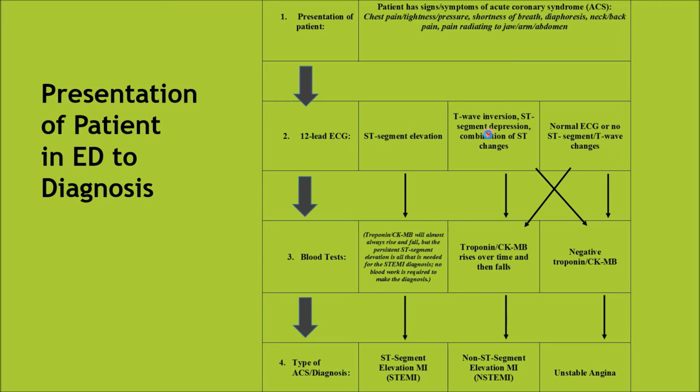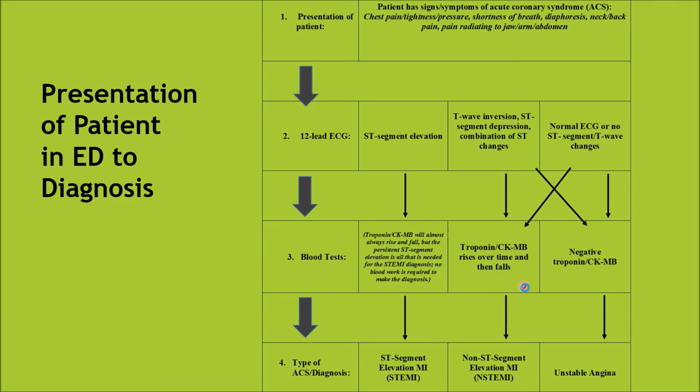Okay, if we do the 12-lead and we have some T-wave inversion, ST segment depression, or a combination of ST changes, not ST segment elevation, but some other small changes, it may be a non-ST segment elevation MI. So they may have had an MI, or it could be unstable angina. So here we have to look at the blood tests, blood work. Likewise, if we do the 12-lead ECG here and it's normal, we don't see any changes at all, it can still be a non-ST segment elevation MI, but it could also be unstable angina. And so the blood work is where we're going to find out.